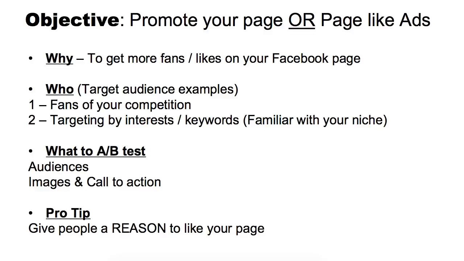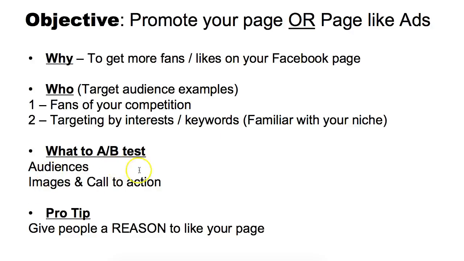The second option could be targeting by different interests and keywords that are relevant to your business, because these people are also familiar with your niche. And some examples could be, let's say if you are a food blogger, you can target people who have shown interest in eating food, restaurants, and things like that.